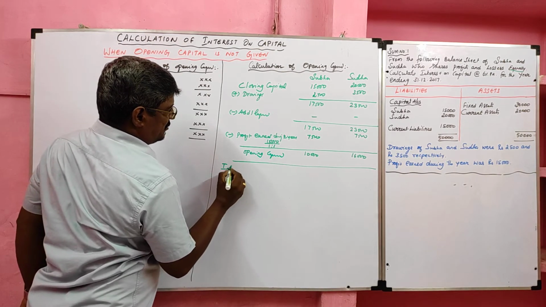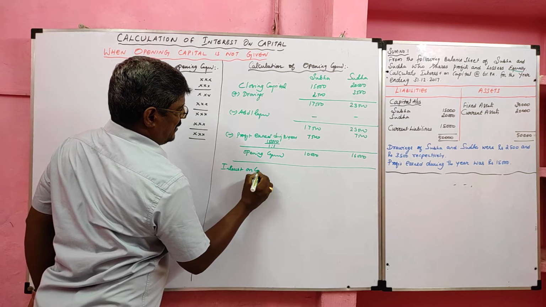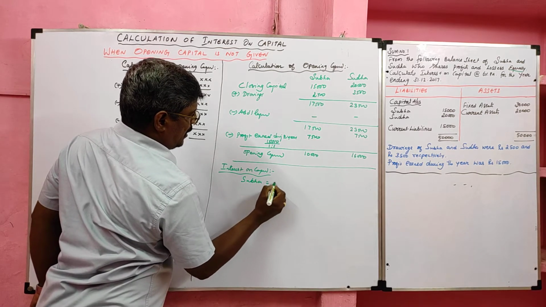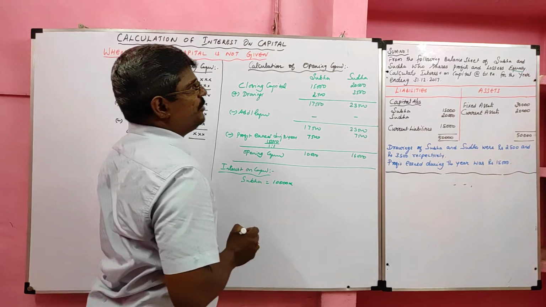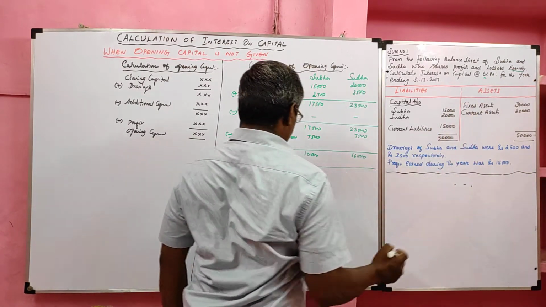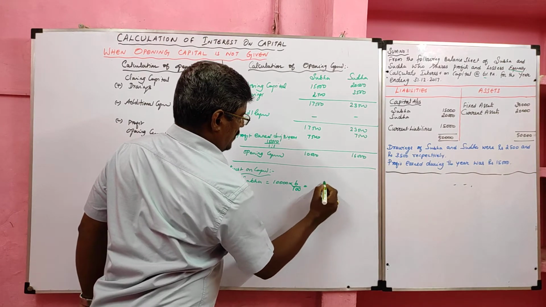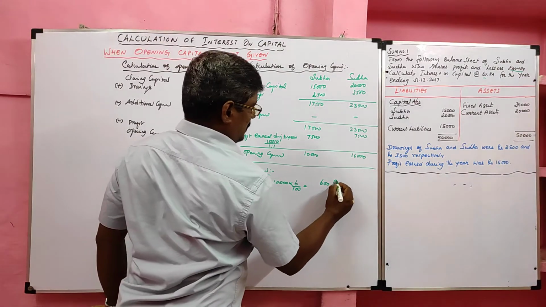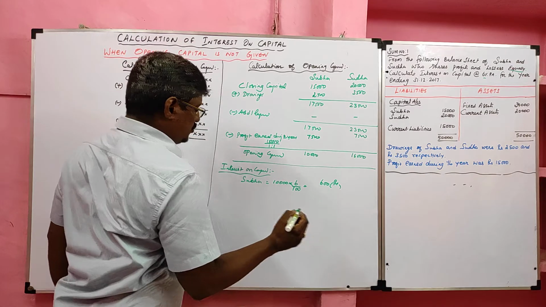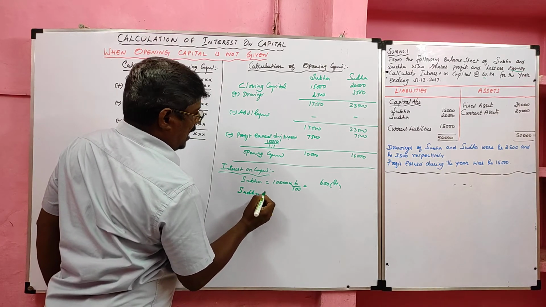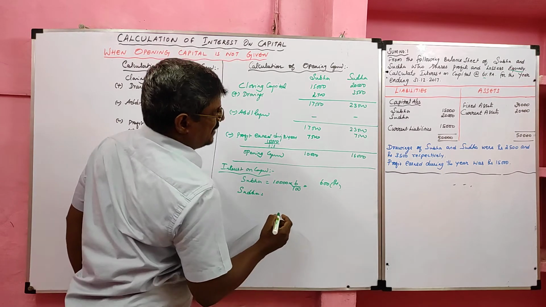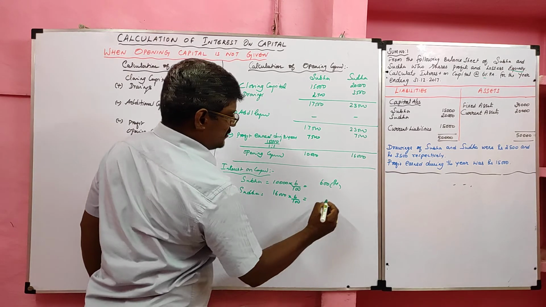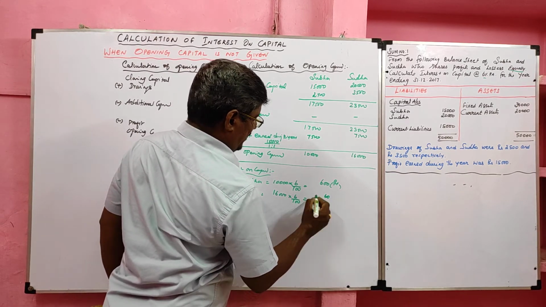Now I am going to calculate interest on capital. First for Subha. Her contribution is 10,000. The rate of interest is 6%. Interest on capital payable to Subha is 600 rupees. Next we have to calculate interest on capital for Sudha. Her opening capital is 16,000. On that we should provide 6% interest, so 960.